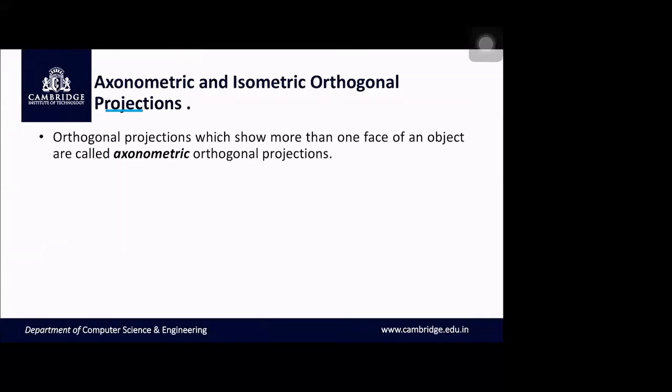Axonometric is nothing but orthogonal projections which show more than one face of an object. Most of the time you will see only the front view, only one face. The side face and back face you will not see. But axonometric is where you can see more than one face.